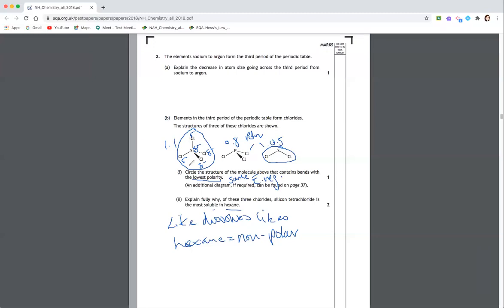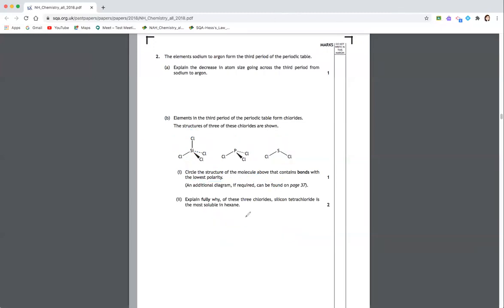However, this molecule, silicon tetrachloride, is non-polar because it has a symmetrical tetrahedral shape. So the dipoles cancel out. So like dissolves like. In these questions, it's important to talk about what all of the substances are, though.